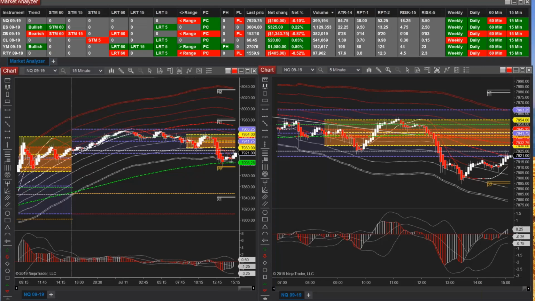Just want to do a recap of the market and show you some changes that you received for the Market Analyzer. First, you'll notice on the Market Analyzer when you load it that you've got two columns that say RPT1 and RPT2. That's Range Profit Target 1 and Range Profit Target 2.